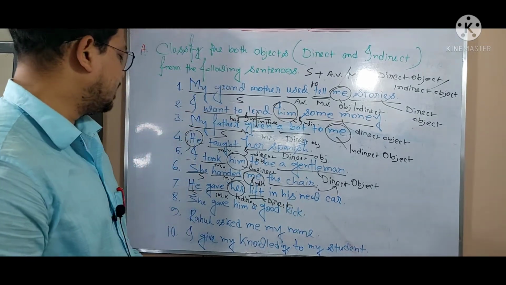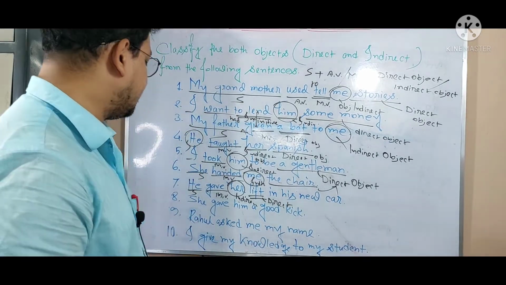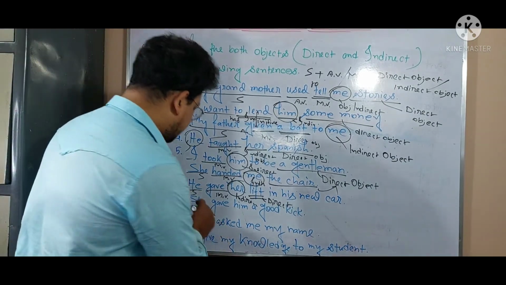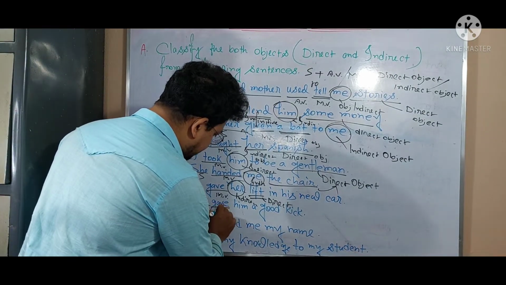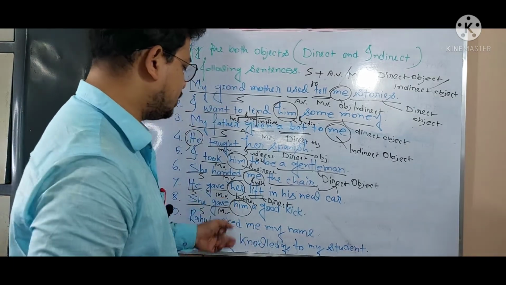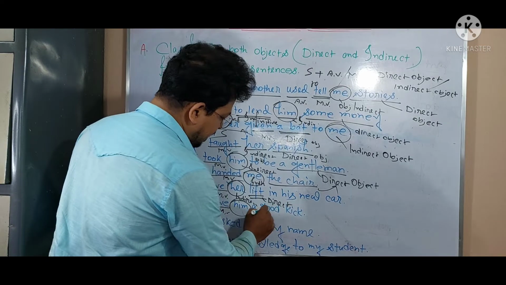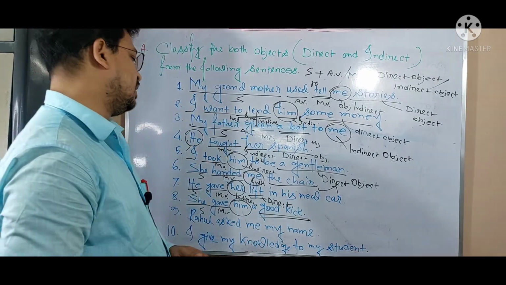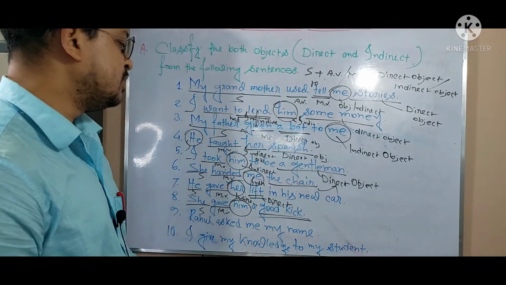Okay. Similarly, from sentence number 8, we observe that she gave him a good kick. The "she" is the subject, "gave" is the main verb, and whom, again a human being, so it will become the indirect object, and "a good kick" will be the direct object because it is a non-living thing.